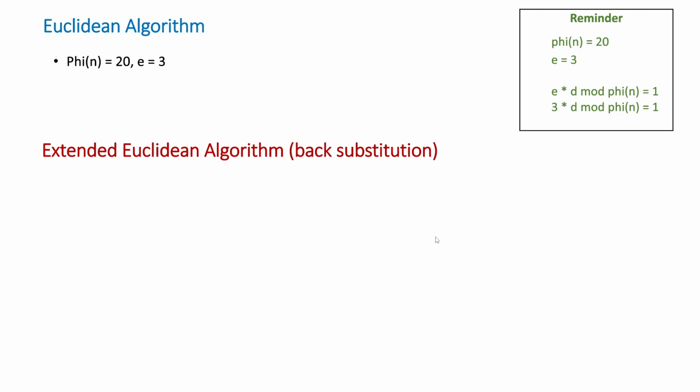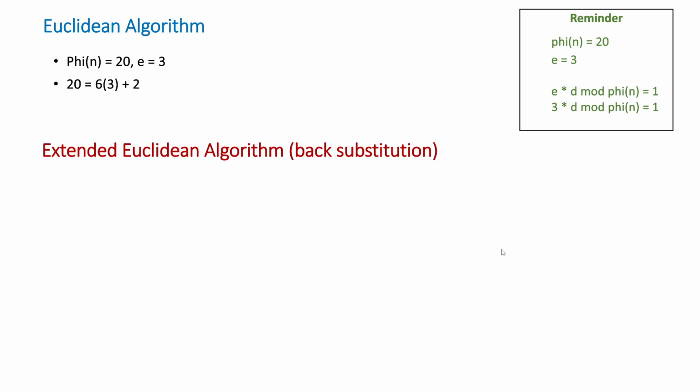So what we need is our phi n value and our e value, 20 and 3. We've got that here. A lot of people write this out as 20x plus 3y equals 1. It complicates things. It's not needed, so we're just going to stick to what we need to get the right answer out of this.